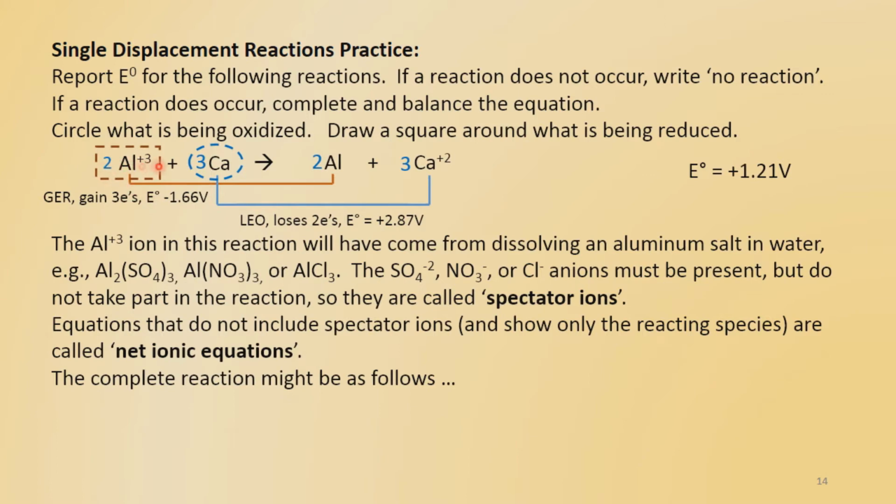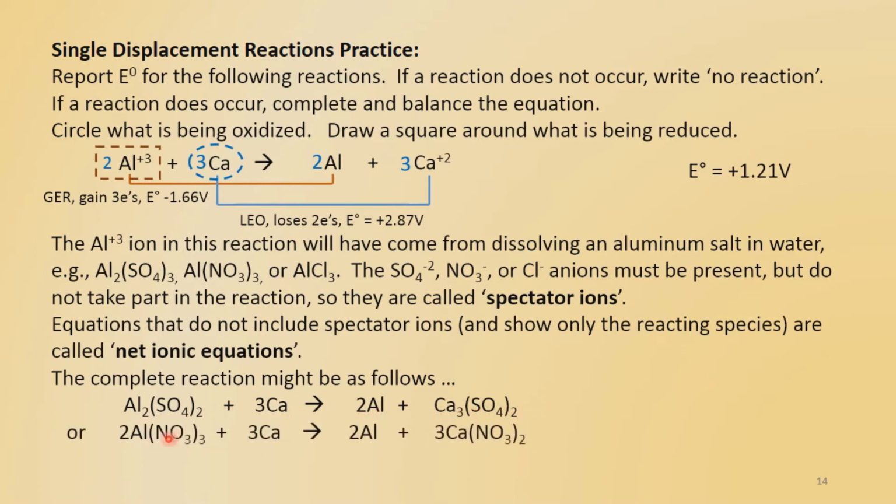So up here, what we've drawn is a net ionic equation. It shows the guts of what's really happening without all the extra spectator ions. But if we saw this in reality, it might look something like this. We might see aluminum sulfate reacting with calcium, producing aluminum and calcium sulfate. Or perhaps aluminum nitrate with calcium, producing aluminum and calcium nitrate. Or perhaps aluminum chloride and calcium, producing aluminum and calcium chloride.